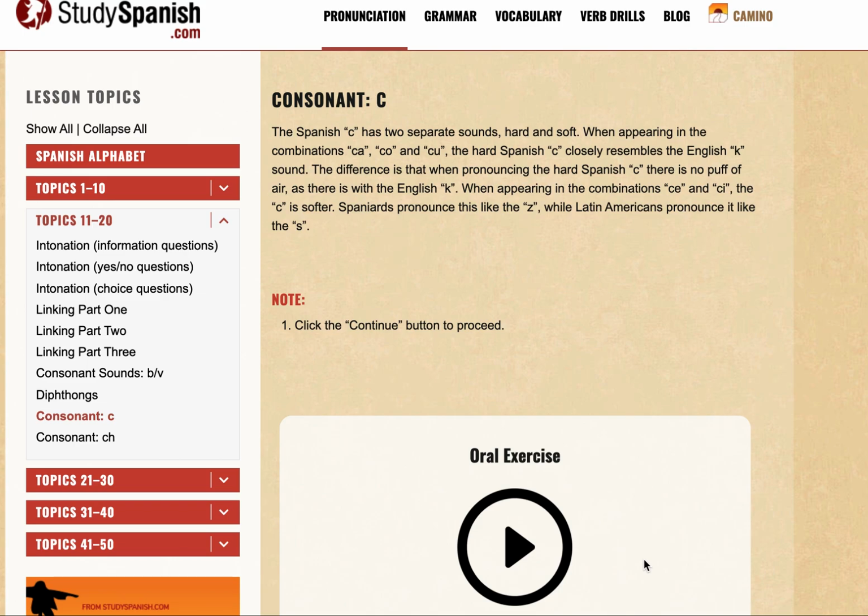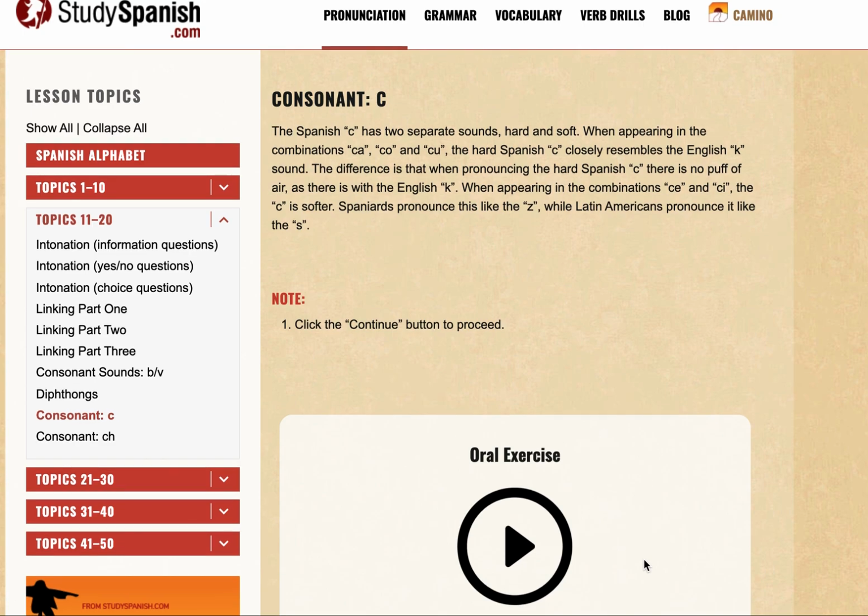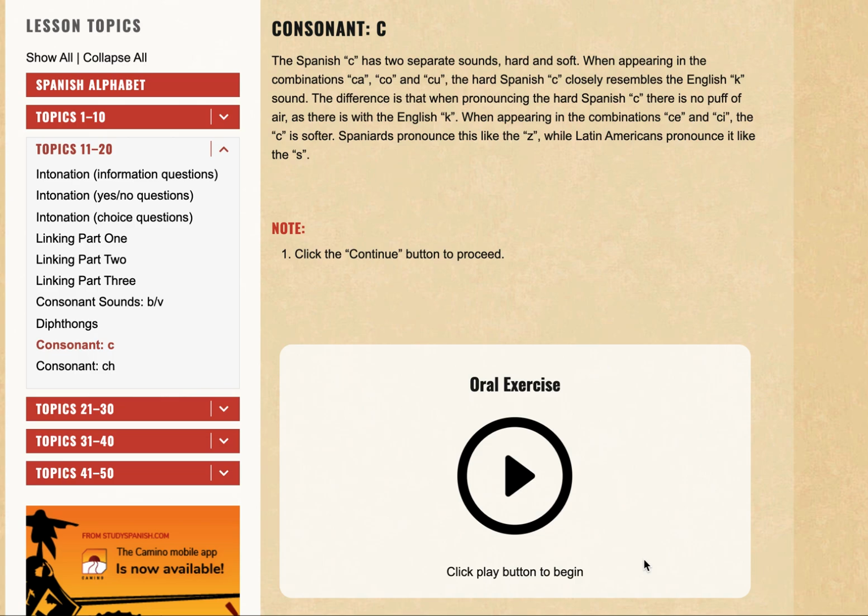So CA, CO, CU is one group, A, O, U, and E and I is another group. Right, so it's always C with a vowel sound. So let's go through some examples.